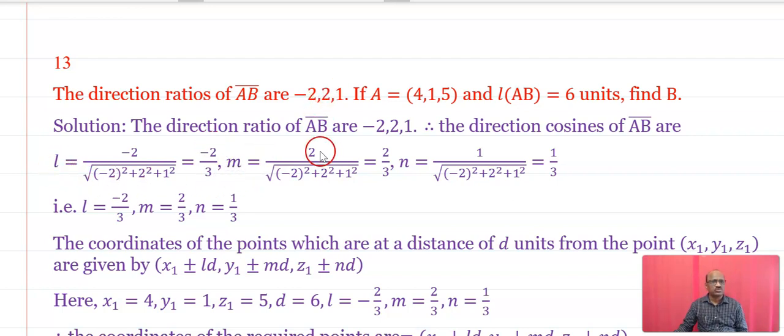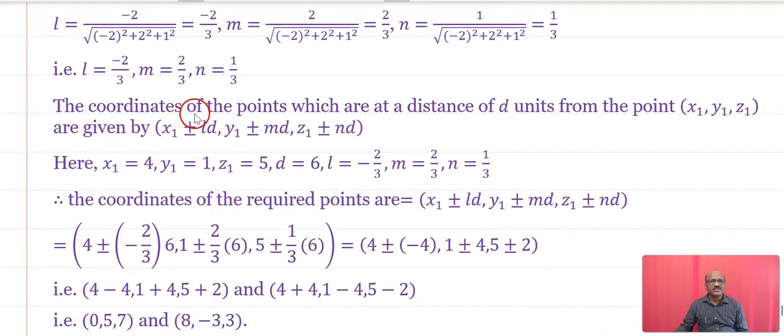Similarly, m = 2 upon 3 and n = 1 upon 3. These are the values of l, m, n. The coordinates of the point which is at a distance d units from the point (x1, y1, z1) are given by this formula that you have to remember: x1 plus or minus ld, y1 plus or minus md, and z1 plus or minus nd.